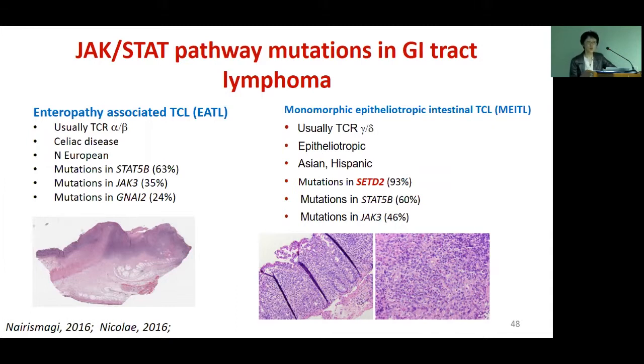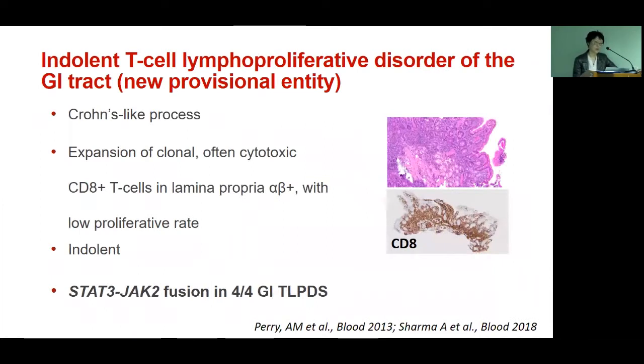The contribution of that gene mutation to pathogenesis is obviously going to be an ongoing research question. Another form of T-cell lymphoma that occurs in the GI tract, this is a relatively new entity. It's a new provisional entity that we all should be aware of. Importantly, these are considered to be indolent, and treatment only is going to require surgical excision. They typically look like Crohn's inflammation.